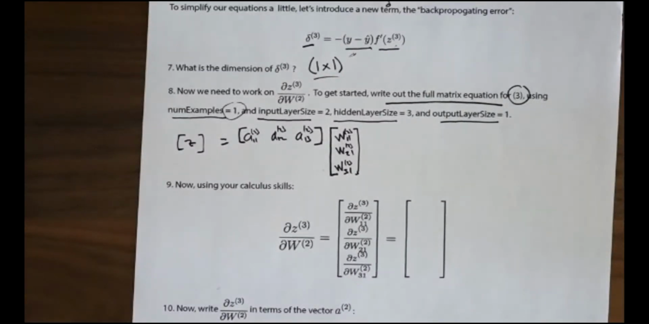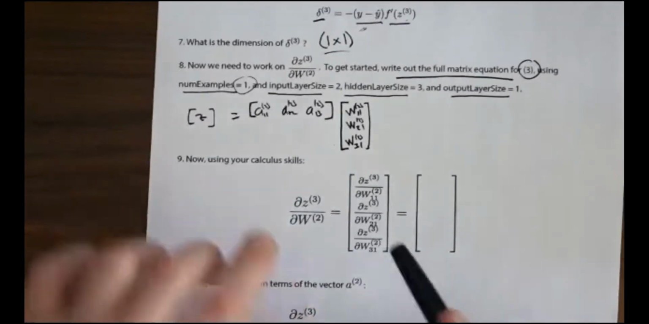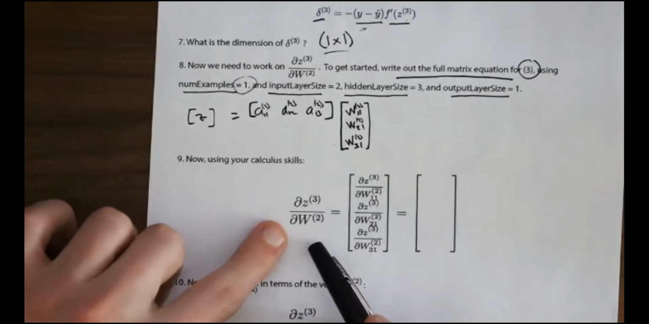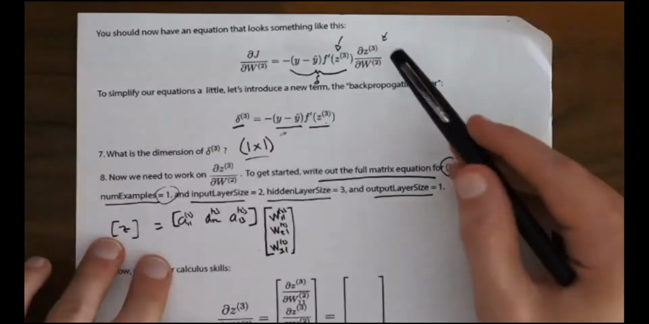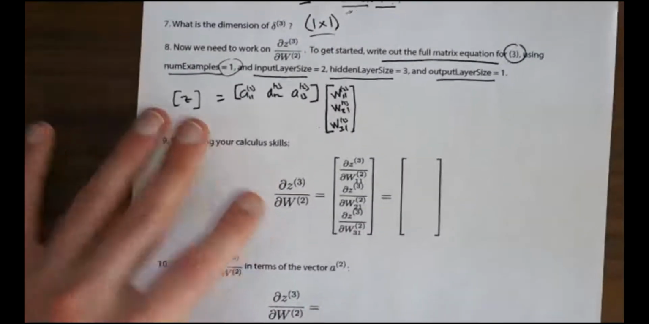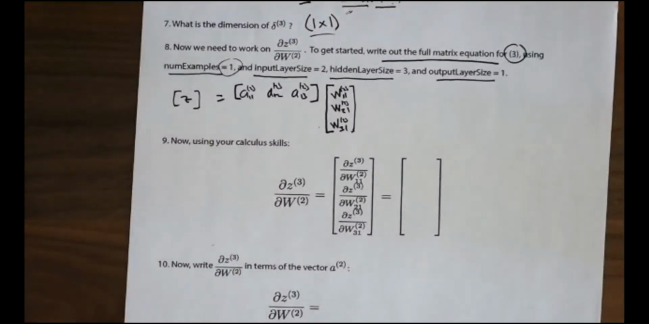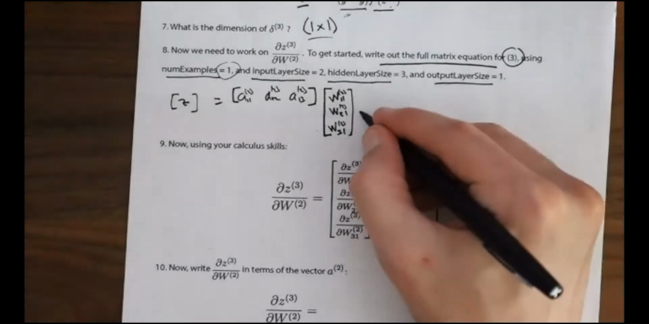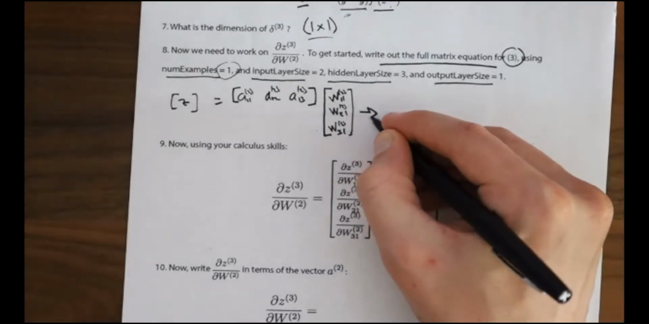Now we're going to use just a little bit more calculus, so bear with me. We're almost there. We're going to compute dz dw3, which is our last missing piece to get the whole equation for dJ dW2. Now I want you to do a little bit of calculus with me. Let me rewrite this equation as a non-matrix equation.